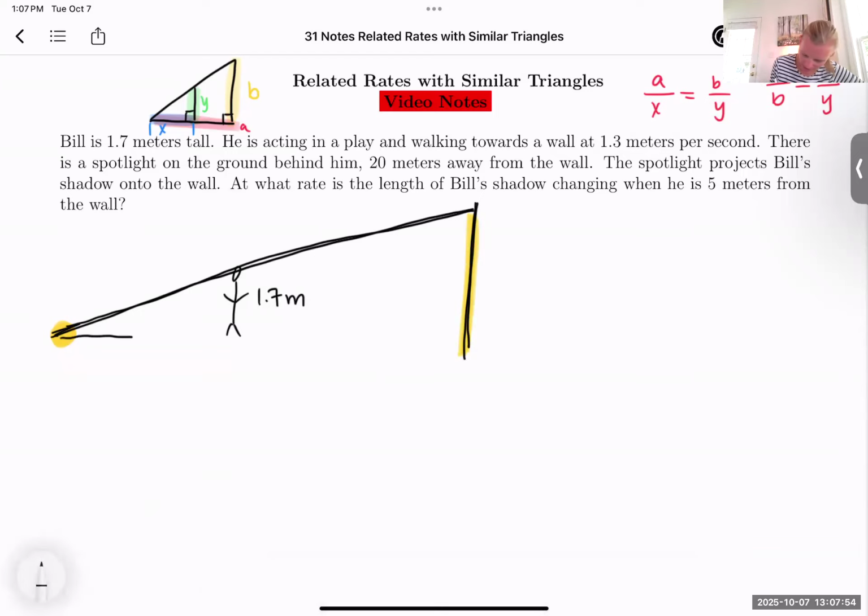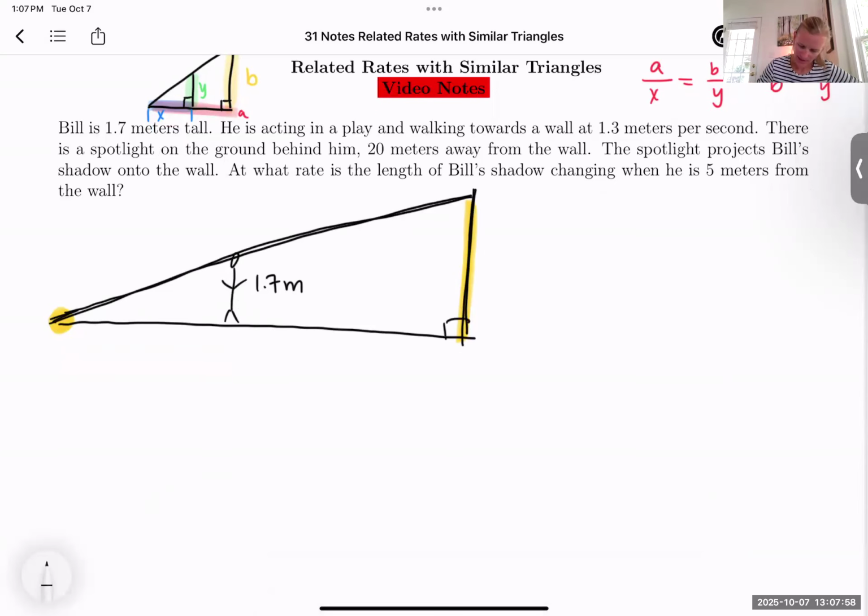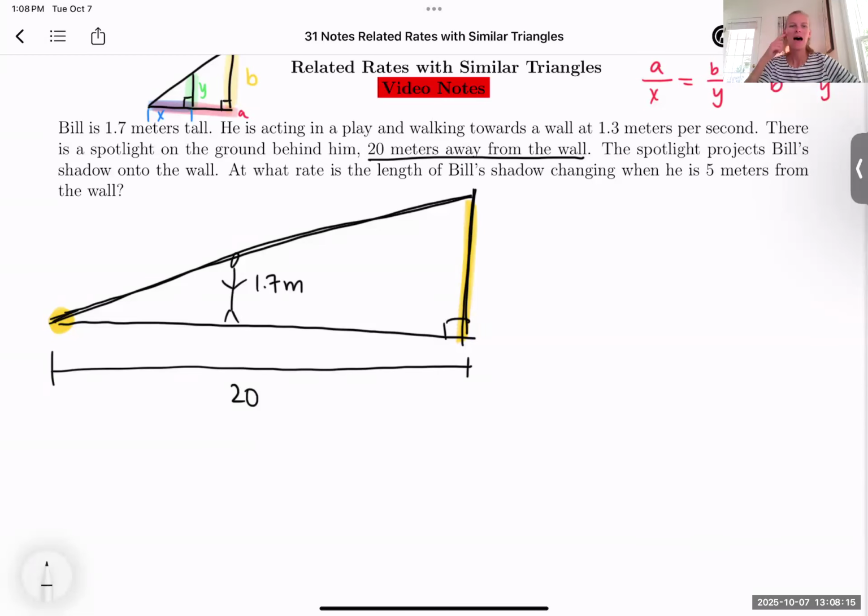We know that there's a spotlight on the ground that's 20 meters away from the wall. The spotlight's not moving, so we can go ahead and label that this is always 20 meters. Also, Bill is always 1.7 meters. He's not growing during this play. And we want to know at what rate is the length of his shadow changing when he's 5 meters from the wall.